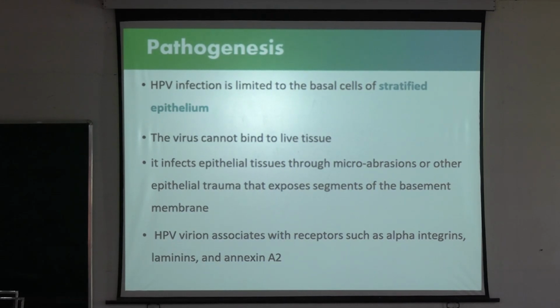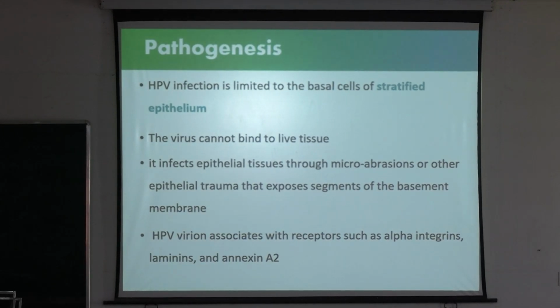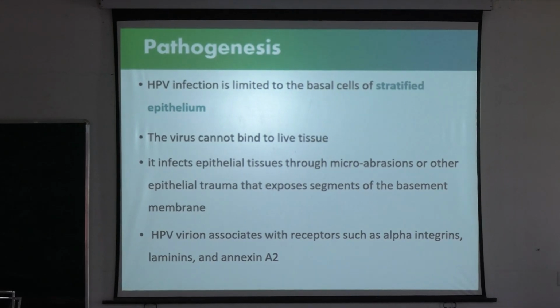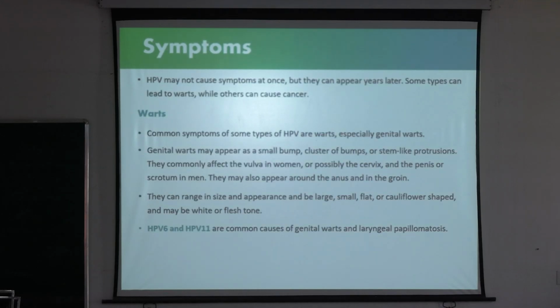It is the same thing as molluscum: it infects epithelial tissues through microabrasions or other epithelial trauma that exposes segments of the basement membrane. So the HPV virion associates with receptors such as alpha integrins, laminins and annexin A2. So these are the receptors.